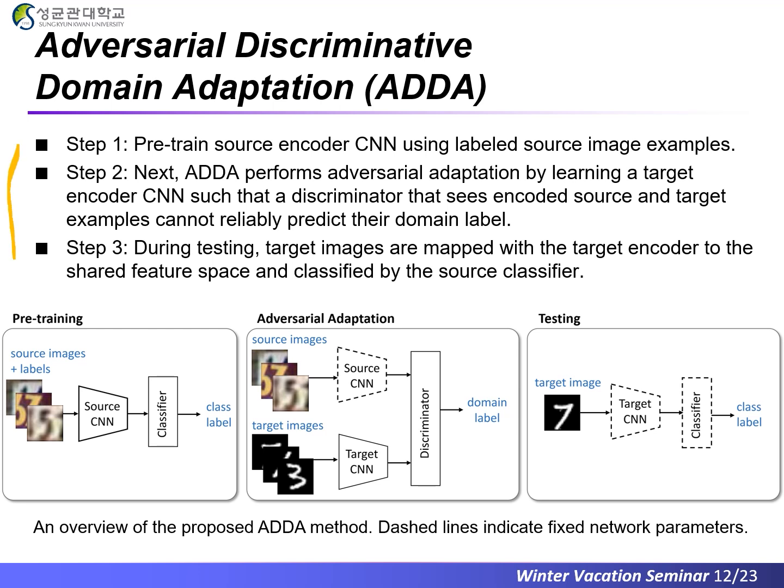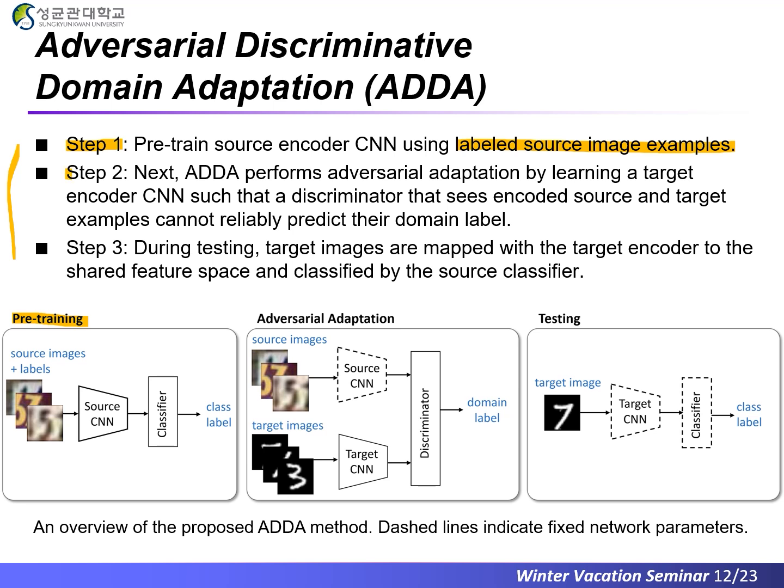In the first step, we train a CNN encoder using labeled source domain images. The encoder extracts features from source images, and a classifier is trained on top of these features. This is a standard supervised learning process where the model minimizes the classification loss on the source domain.